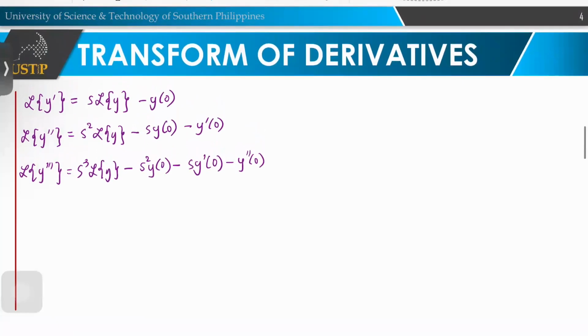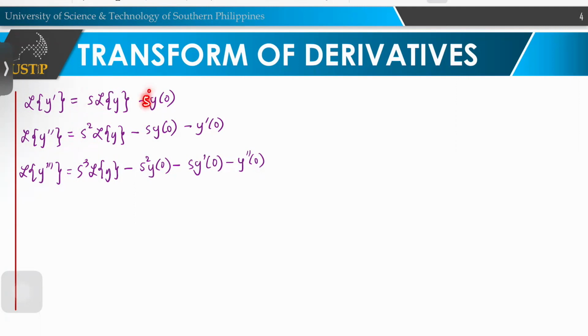Okay, you can see, class, that focusing on S, as we increase the order of the derivative, the exponent of S multiplied to the Laplace transform of y also increases. For y prime, just s. For y double prime, s squared. For y triple prime, that is s cubed.